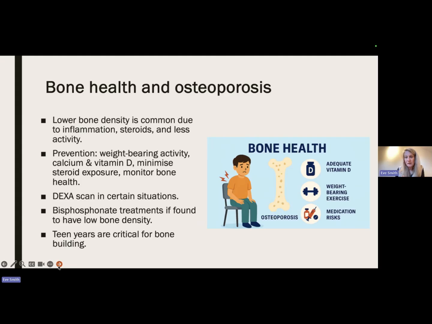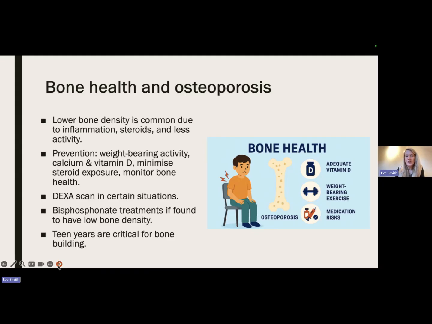Steroid treatment in particular, long-term steroid treatment, is something that we know impacts on the bones, and sometimes we need to start monitoring the bones when people have been on steroids for a very long time. And being inactive also impacts on the bones. So your bones really need weight-bearing exercise. They need to be stimulated in a way to be able to keep the process of laying down bone and reabsorbing old bone. That's something that has to keep happening all the time. And if you're inactive, that can impact on that.